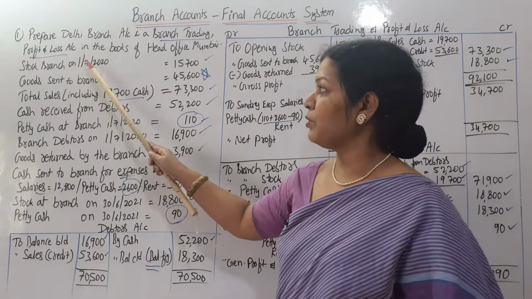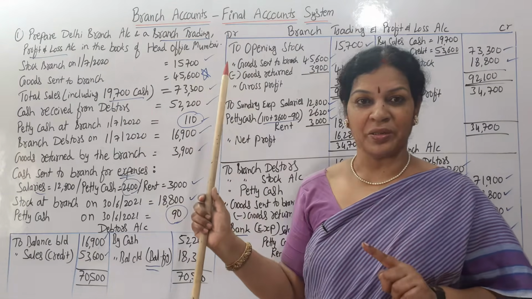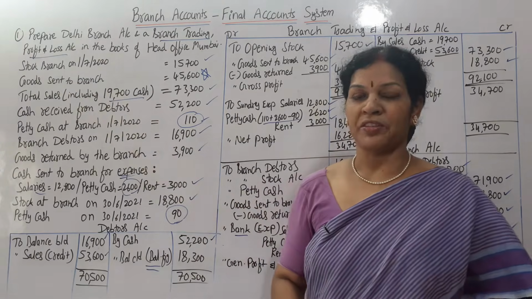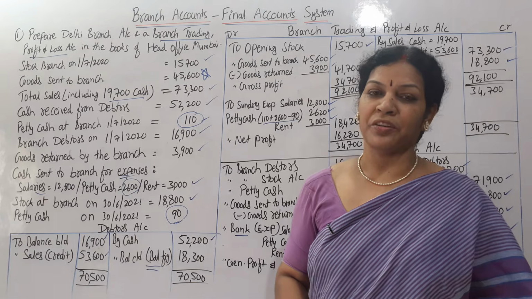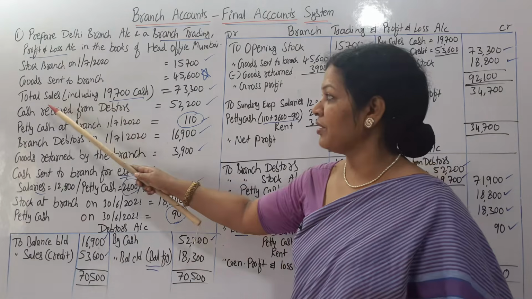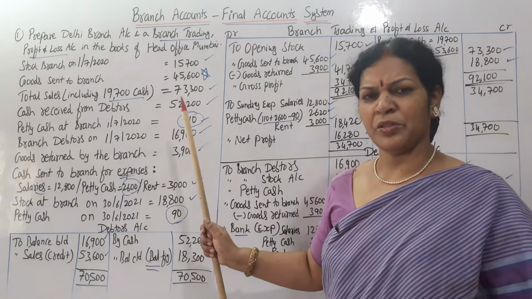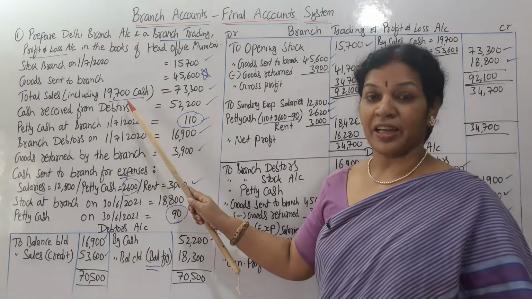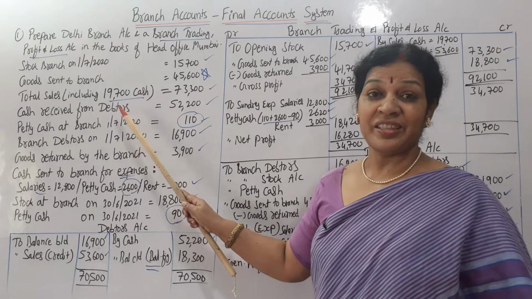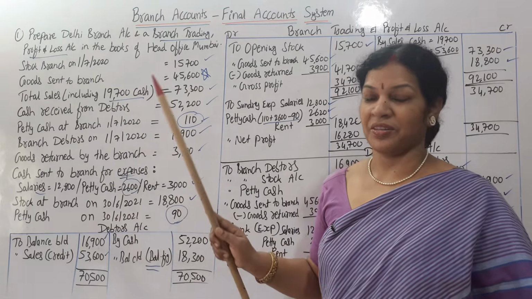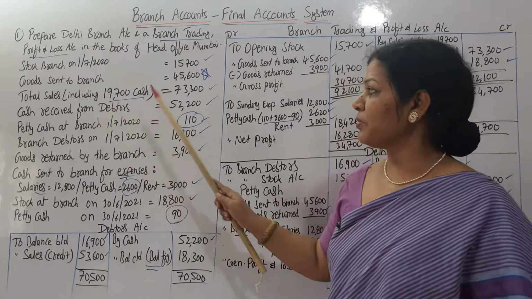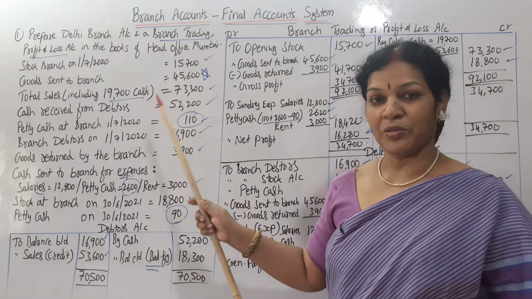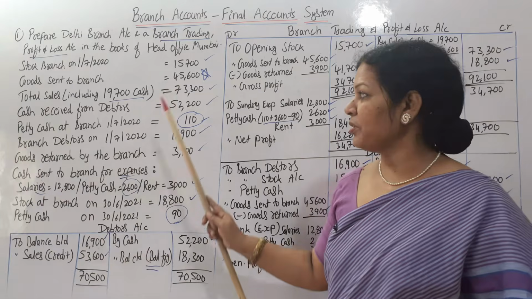Say for example, opening stock. Opening stock means it comes in the trading account, and also in the branch account. In the same way, goods sent to the branch are also on the trading account debit side and the branch account. Both the sides it comes. Total sales will be on the trading account credit side. But here cash sales go to the branch account, credit sales to the debtors account. In the same way, cash received from debtors means branch account credit side and also debtors account, both the sides.